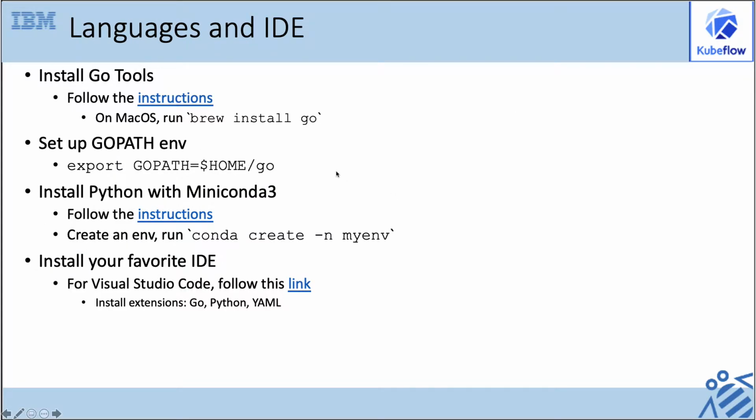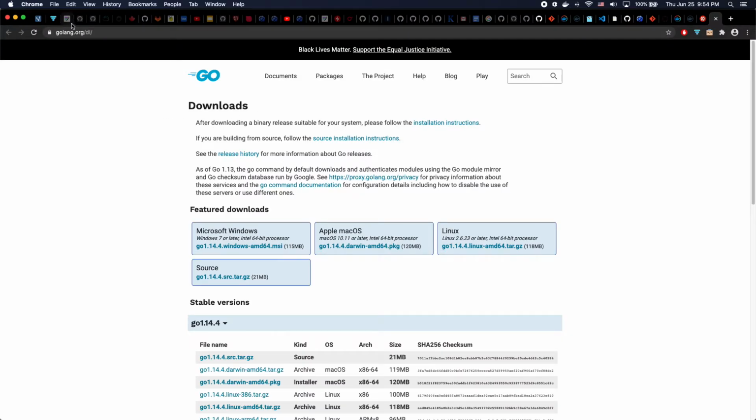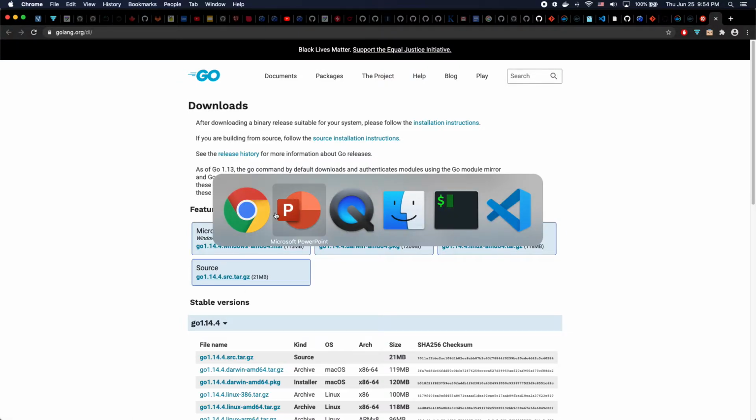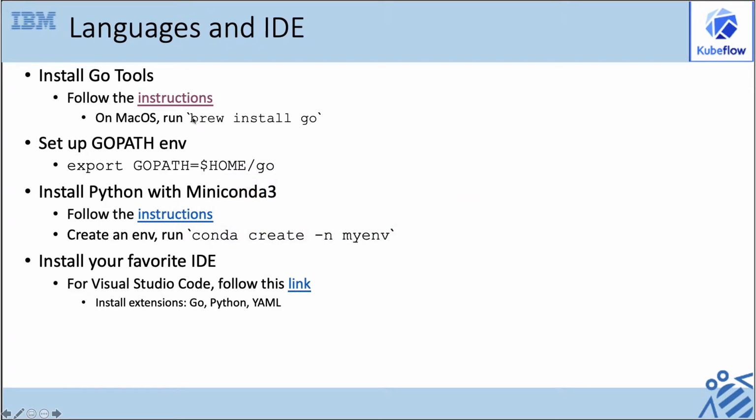So for the language and IDEs, for language, there are Go tools you will install if your coding language is Go. You can follow the instructions at golang.org to see how to install on your different environments, whether Windows, Mac OS, or Linux, right? And you can also install from source. On Mac OS, it's simple, right? You can just run brew install go, and it will install the latest version of Go.